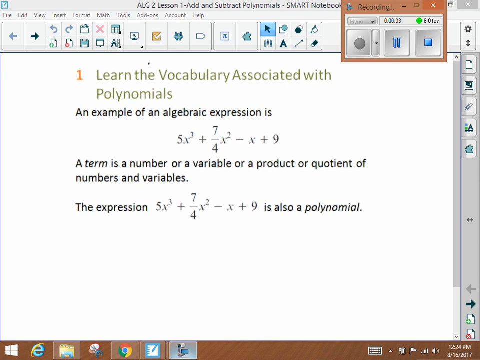An example of an algebraic expression, right? And this looks like that has some variable quantities in it. We also call it a polynomial. All right, so each one of these things we want to talk about terms, right? 5x cubed is a term. Also 9 is a term. These are terms of this particular algebraic expression.